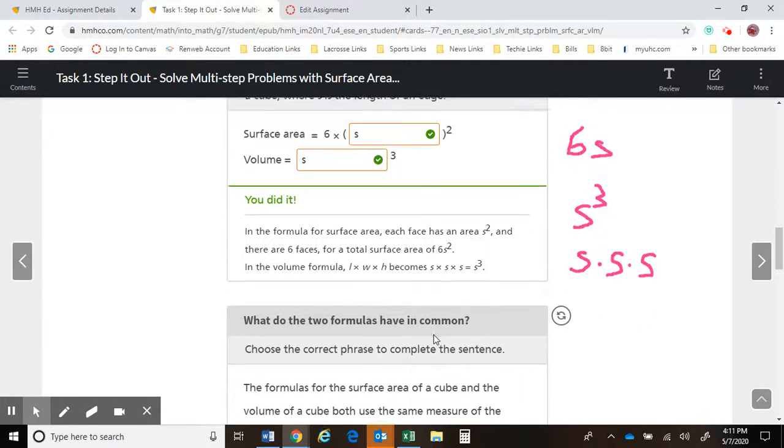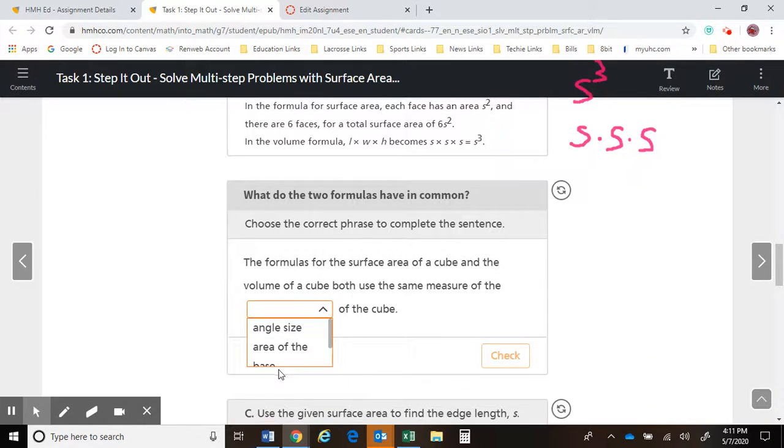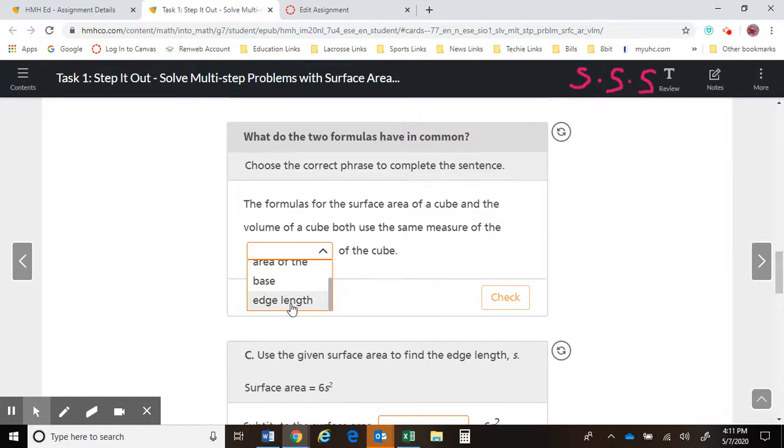So what do they have in common? They both use the side length. They both use an edge length, is what they're calling it, or a side length.